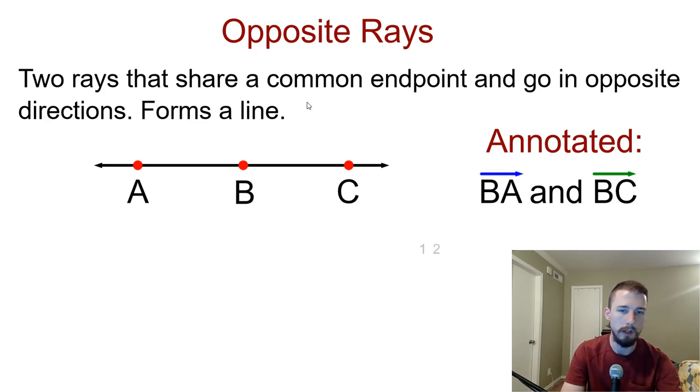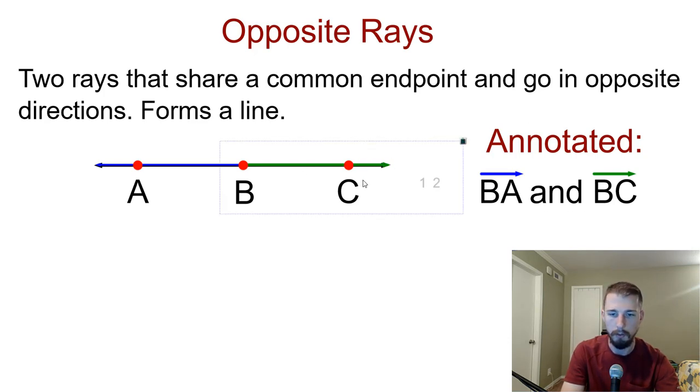So two rays that share a common endpoint and go in opposite directions. So in this case, our two opposite rays would be, let's say, ray BA and ray BC. Now these are opposite rays because they both start at the same endpoint B and they go in opposite directions, A and C. And if we added those two rays together, they would add up to a full line.